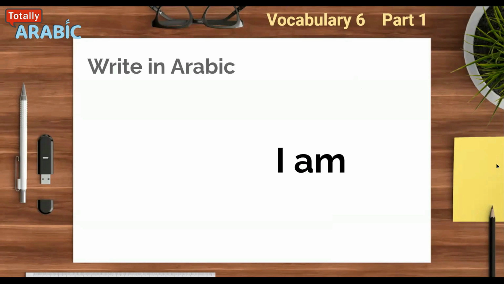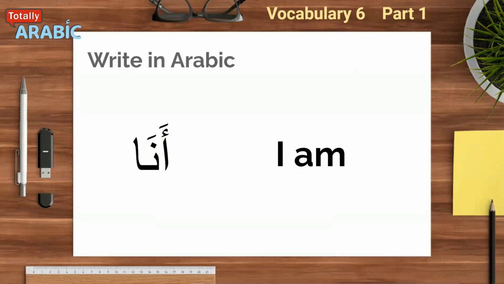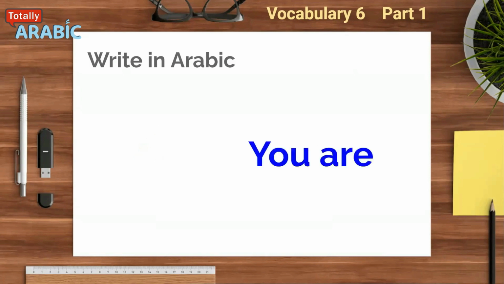How do we write in Arabic? أنا. أنا in Arabic is on the screen, 3 letters. أنا. أنت. أنت is on the screen, 3 letters. أنت.